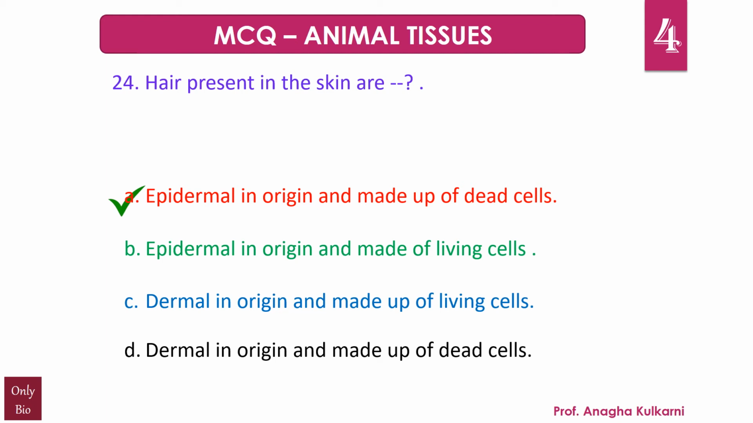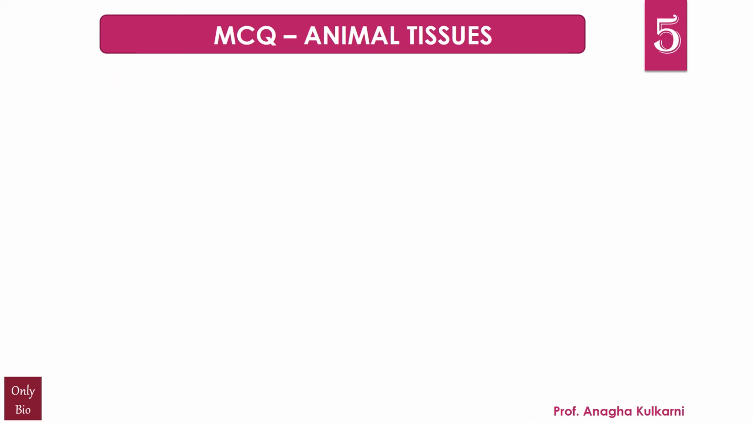Each hair is present in a tubular pit called a hair follicle, and this is made by sinking of the epidermis. So living cells are present only at the base of the hair, that is in hair papilla. The rest of the hair is the dead part and it is divisible into outer cuticle, middle cortex and inner medulla. So the hair present in the skin are epidermal in origin but made up of dead cells.